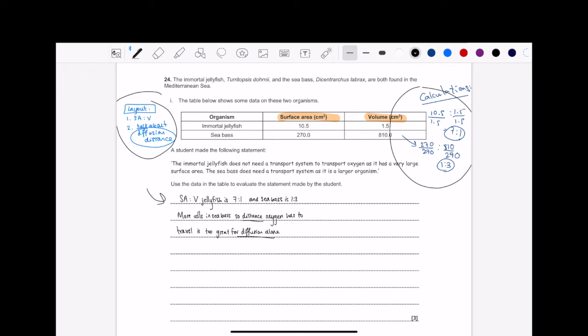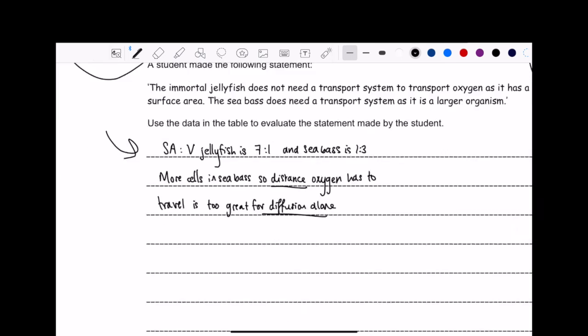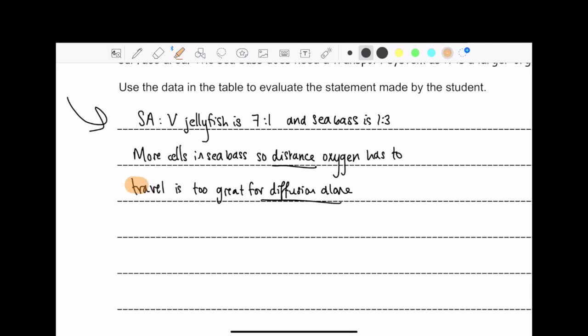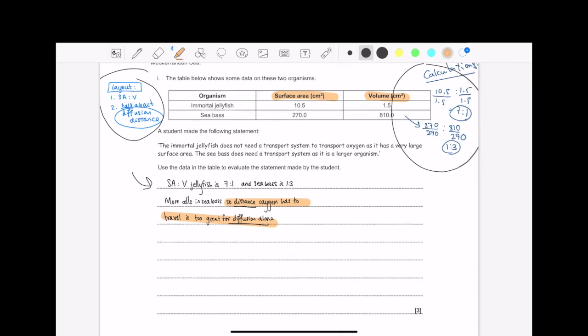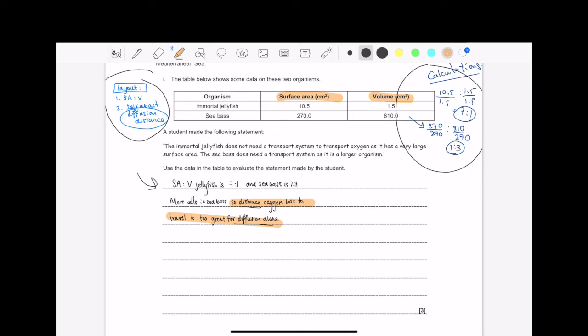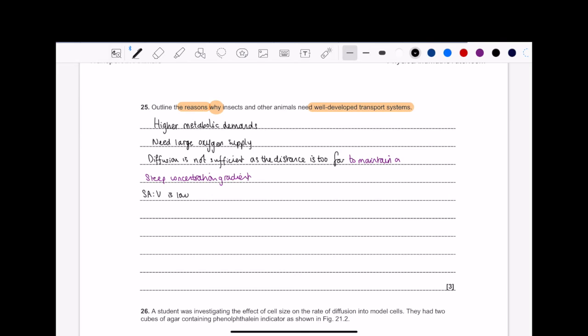Because the surface area and also the volume, individually, those numbers are quite large, it does mean that the distance oxygen needs to travel is too much, so diffusion can't do that alone. And this sentence over here is something I want you to memorize, because it can easily be lifted and placed into other diffusion exam questions. I want you to memorize this like the back of your hand. I want you to be able to recite this in your dreams. That's the level I want you guys to know this, okay?